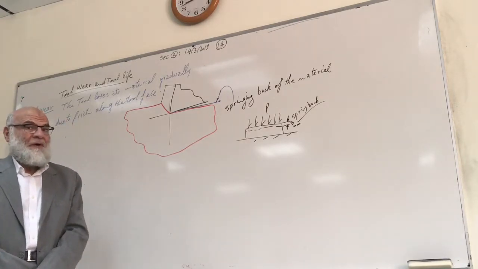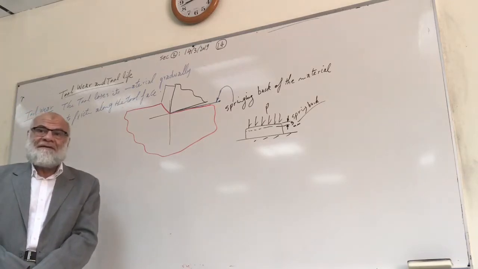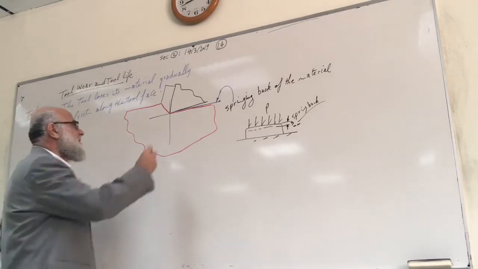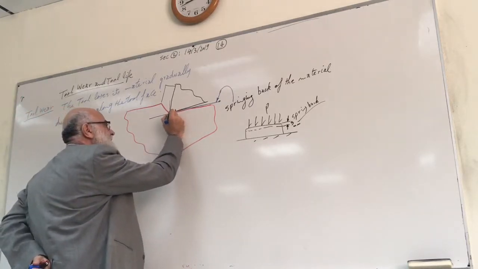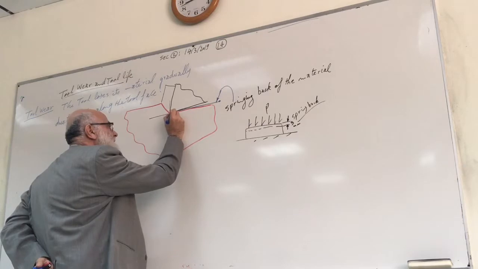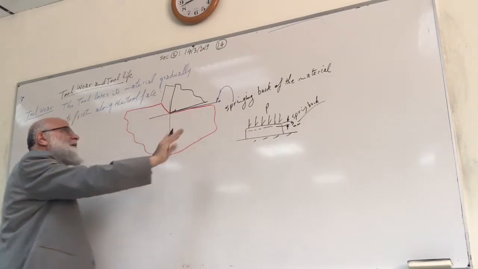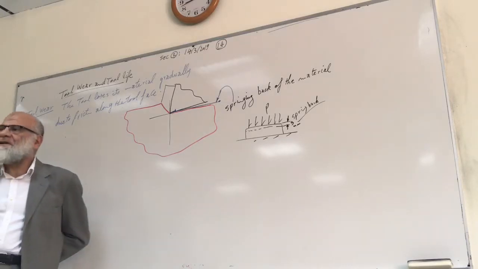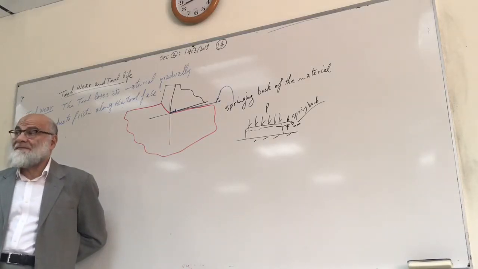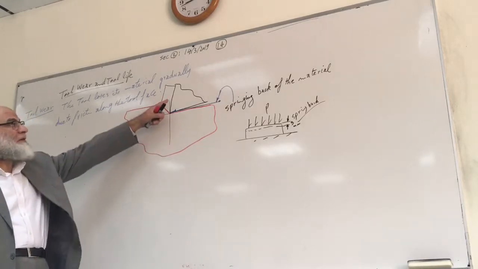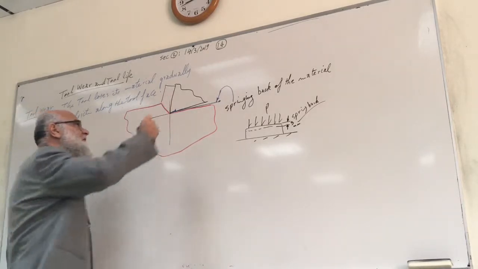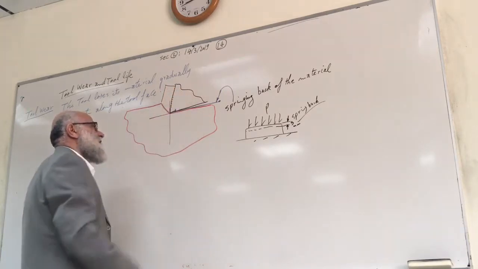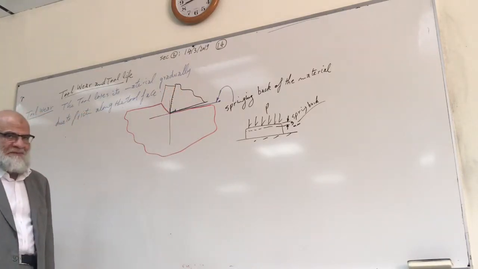Where? On the tool face or on the tool flank? On the tool flank. I expect that this area or this length of the tool flank will be in contact with the workpiece. That means there is friction. So if there is friction between the tool and the workpiece, in addition to what? Friction found in the chip. Friction found here along the tool face due to the motion of the chip.